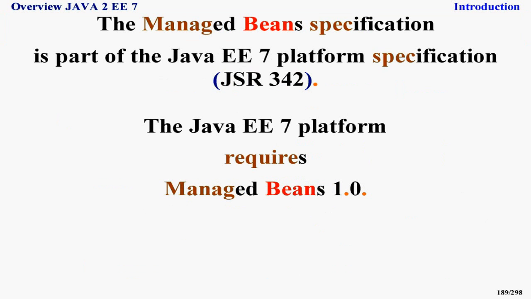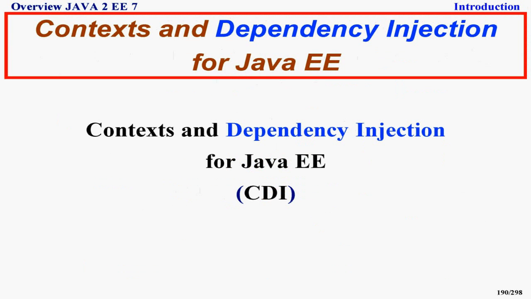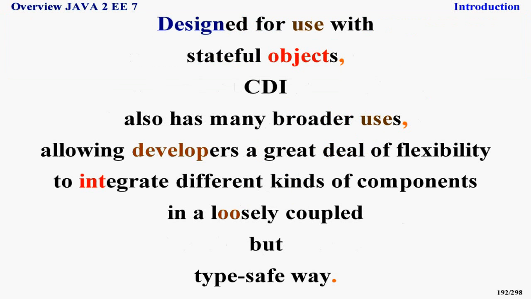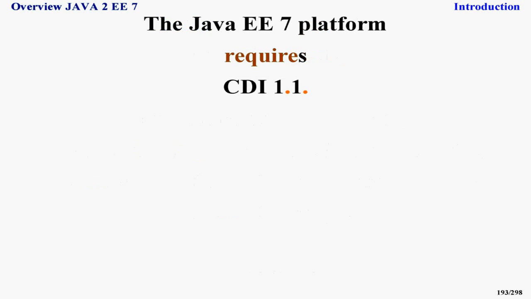The Java EE 7 platform requires Managed Beans 1.0. Contexts and Dependency Injection for Java EE. Contexts and Dependency Injection for Java EE (CDI) defines a set of contextual services provided by Java EE containers that make it easy for developers to use Enterprise Beans along with Java Server Faces technology in web applications. Designed for use with stateful objects, CDI also has many broader uses, allowing developers a great deal of flexibility to integrate different kinds of components in a loosely coupled but type-safe way. The Java EE 7 platform requires CDI 1.1.